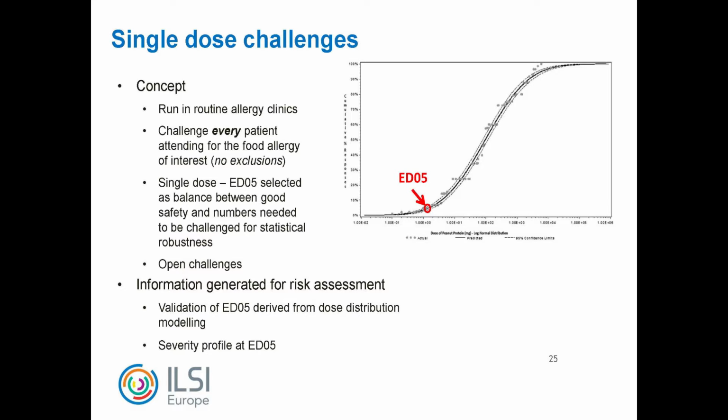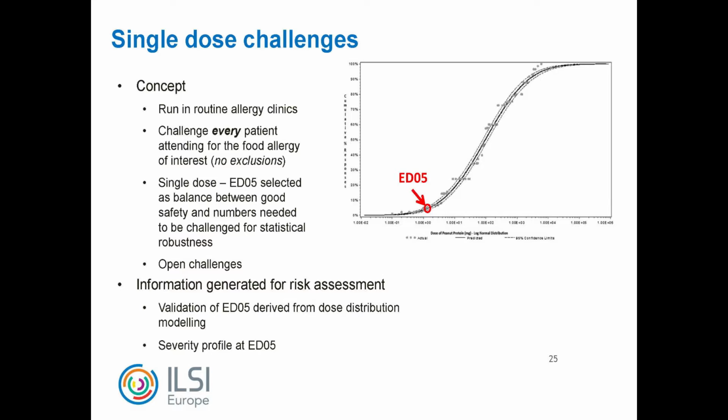And finally, the study which Steve mentioned this morning, and which, of course, he was involved in: the single-dose challenge. Let me go through it in a bit more detail. The concept was that it would be run in allergy clinics, and every patient attending the clinic for the relevant food allergy would be invited to participate. Clearly, they could refuse under proper informed consent rules. If they accepted, they would be given a single dose, which was the ED05, indicated on this graph here. That was chosen as a balance between good safety and the numbers needed to be challenged to achieve good statistical robustness. Under those circumstances, these were open challenges, not double-blind, placebo-controlled food challenges.